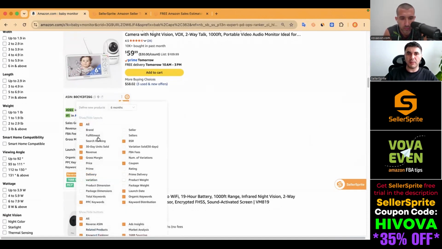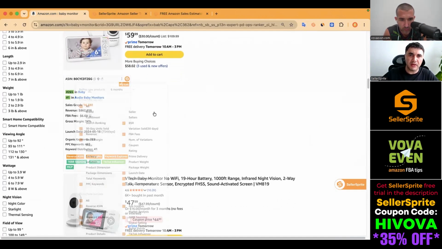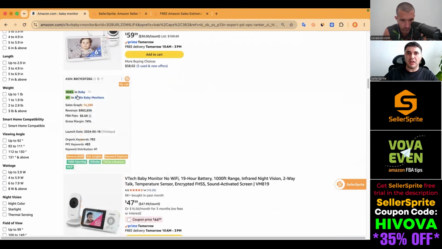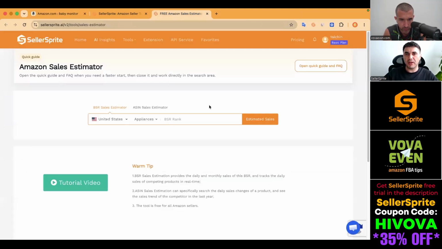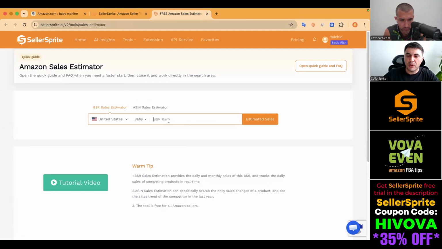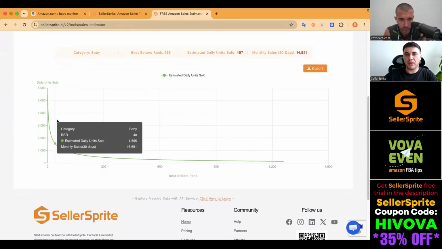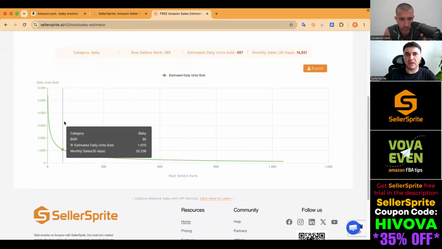Now I removed the BSR. Let me put it back. It says 265 in the baby category, 265. You can just come here, click the baby category, put in 265, and it's going to show you how it works, like when the BSR is that.